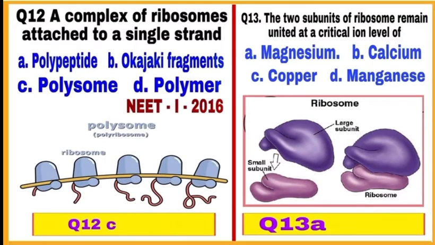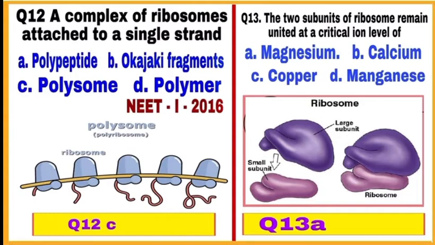Question number 12. A complex of ribosomes attached to a single strand of messenger RNA during translation is called a polysome. So the correct answer is C, mark C.